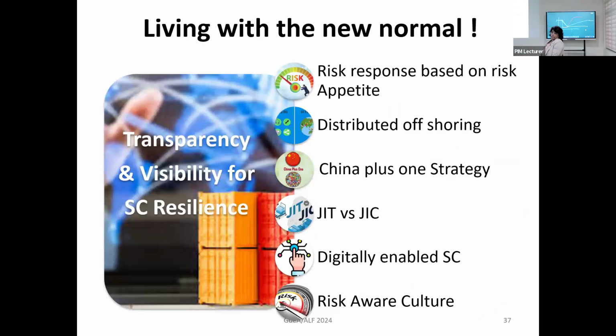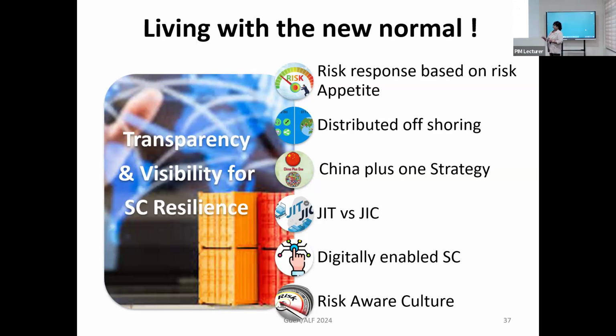So, in summary, this is the normal situation that we will have to live by, because disruptions are very common now. Back-to-back things are happening. So we must live with this new normal situation that we are in. We need to look at how we are going to handle it. There are ways to minimize the risk, right?